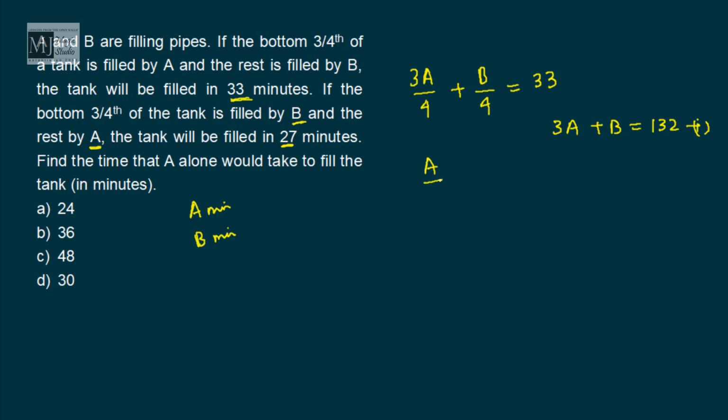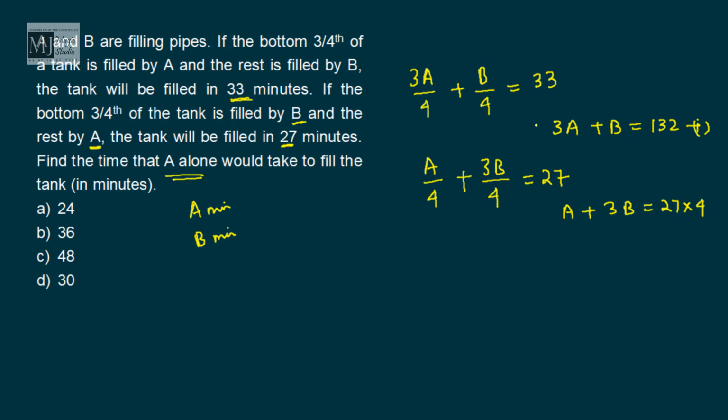That means now A is only filling up 1/4 of the tank, so time taken by A to do that would be A by 4. And B is filling up 3/4 of the tank, so time taken by B is 3B by 4, and this should equal 27. So now we have A plus 3B equals 27 into 4. Fine. Find the time that A alone would take. Now we need to solve this and find the value of A.